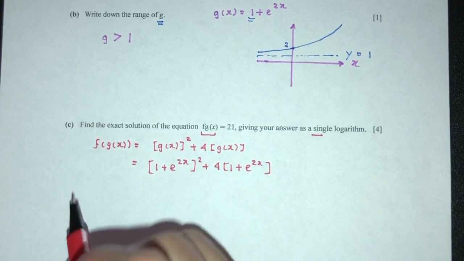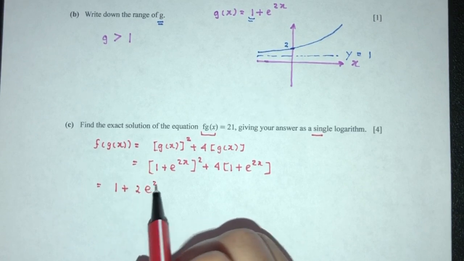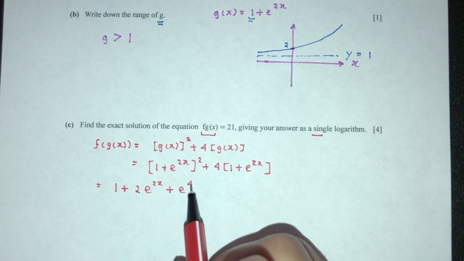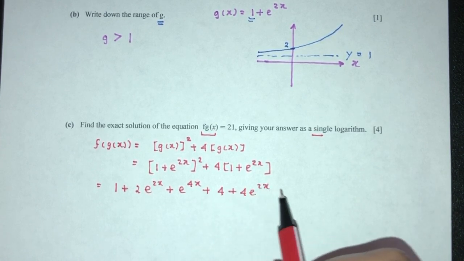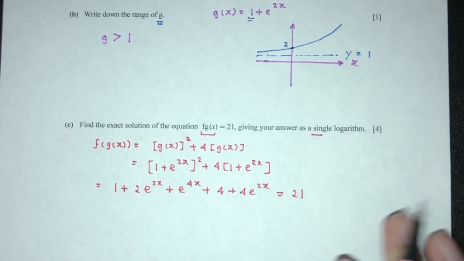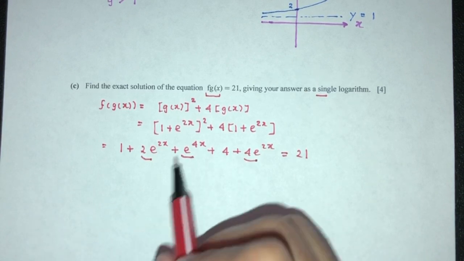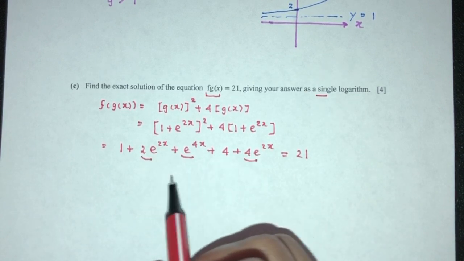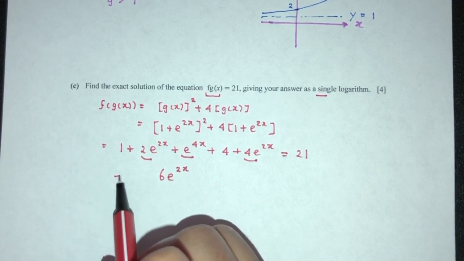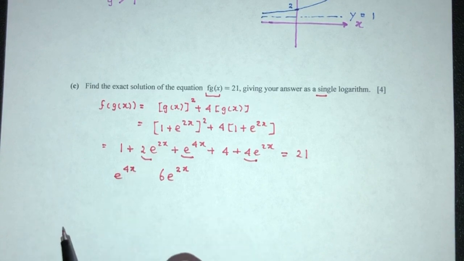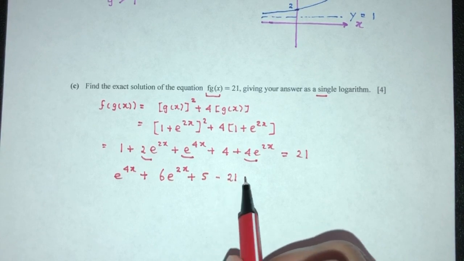That will give you what? 1 plus 2 exponential 2x plus exponential 4x plus 4 plus 4 exponential 2x. Equate that to 21. So let's solve this. We have this plus this, that will be 6 exponential 2x. Here we have exponential 4x. Here we have plus 5 minus 21, which has to be 0.